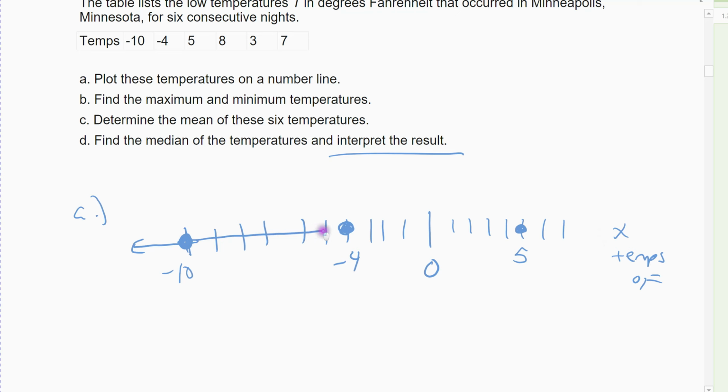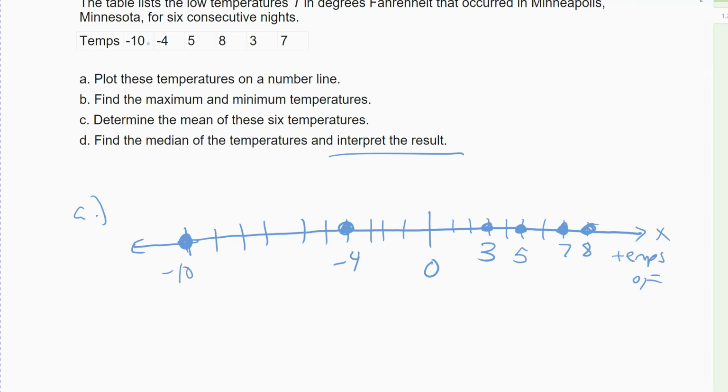Oh shoot, didn't mean to do that. 6, 7, 8. 7. Oh, and I forgot 3. Make sure I got them all. 1, 2, 3, 4, 5, 6. Alright, so there are all my temperatures over the 6 consecutive days.